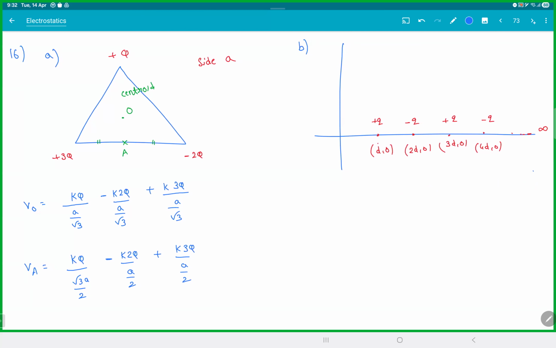What about the second question? You have charges alternating for every distance d. Right, Shriyansh, we have one answer. Others, try.